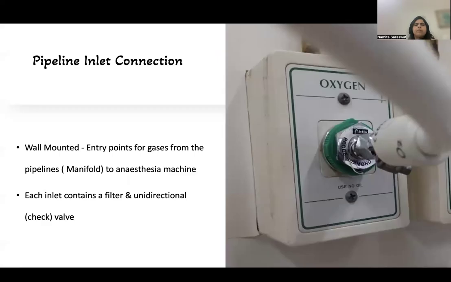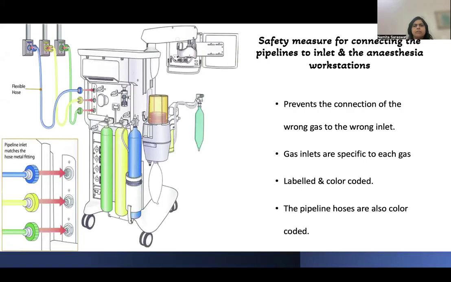Now moving on to the pipeline inlet connection. What is it? It is basically either wall mounted or on the pendant. These are the entry points of the gases from the pipeline or manifold to the anesthesia machine. Each inlet here also contains a filter and a unidirectional check valve.